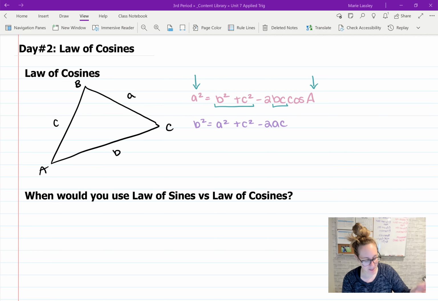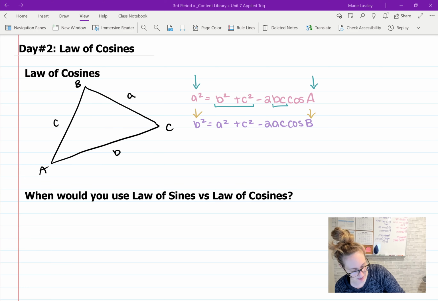It's past my bedtime. All right, so b squared equals a squared plus c squared minus 2ac cosine of b. So we have the b here, the angle b here, and then we have the a and the c and the a and the c. So this is like our pattern, right?